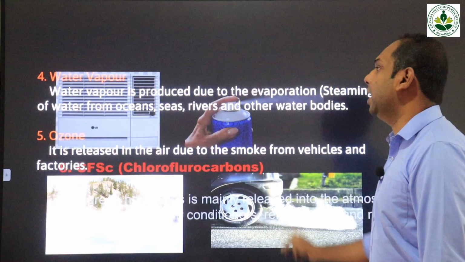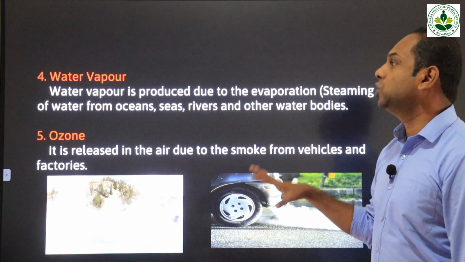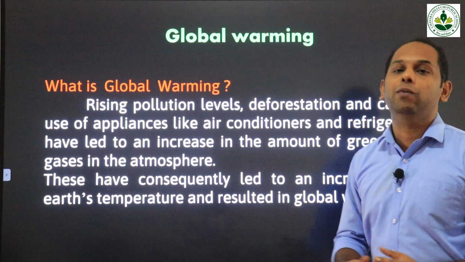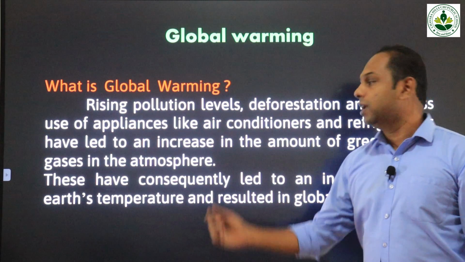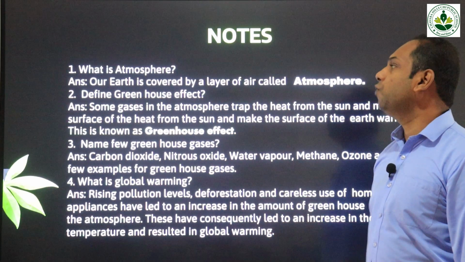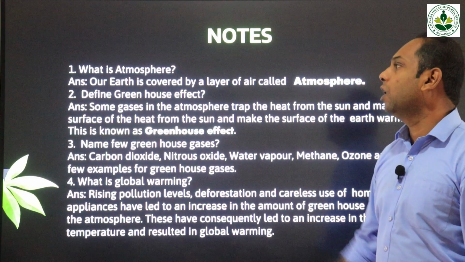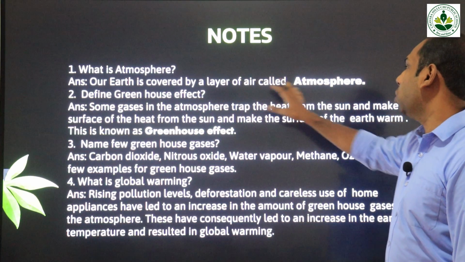In today's class we have learned about the atmosphere, different types of greenhouse gases, and finally how global warming occurs on the Earth. This is a note for you. Please note it down in your notebook. First question, what is an atmosphere? Answer, our Earth is covered by a layer of air called the atmosphere.